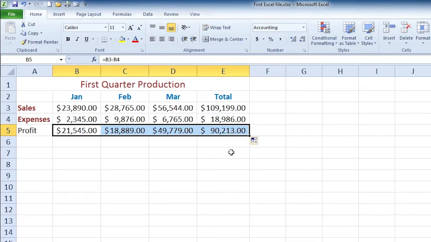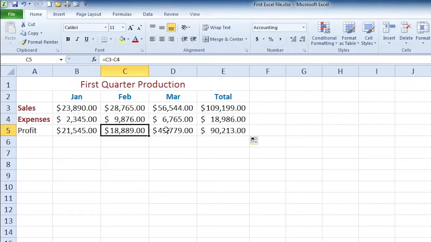Notice, first of all, we're still on cell B5, and our formula, if we look in the formula bar, is B3 minus B4. So if you click on cell C5, notice what the formula is there. C3 minus C4. Right. Now we're in column C. Excel's smart enough to figure that out.